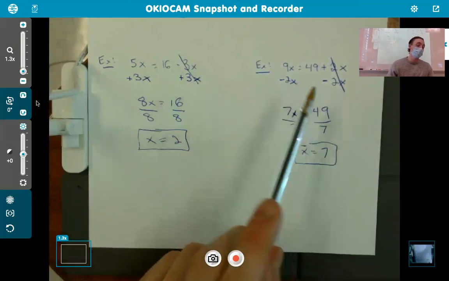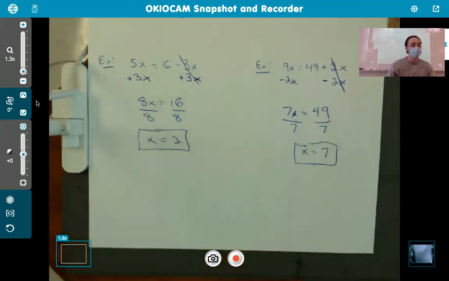On the right-hand side of this example, what's 9 times 7? You can use a calculator if you need. 63. What's 2 times 7? 14. And what's 49 plus 14? 63. So you have 63 equals 63 on both sides. So then that's your final answer as well.